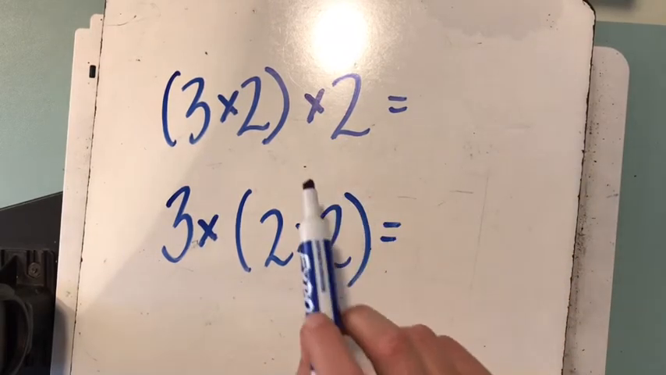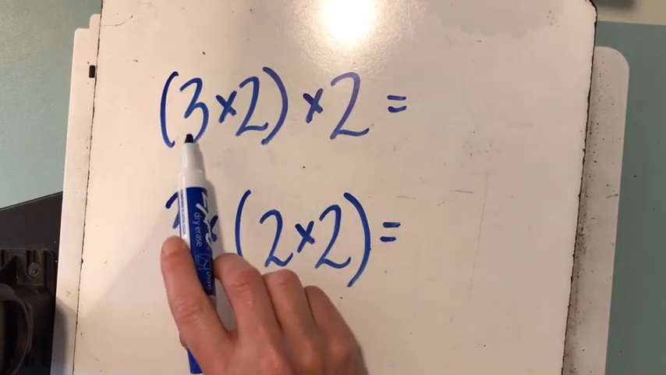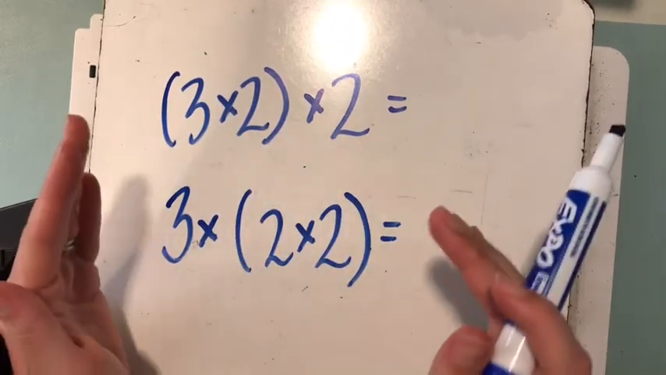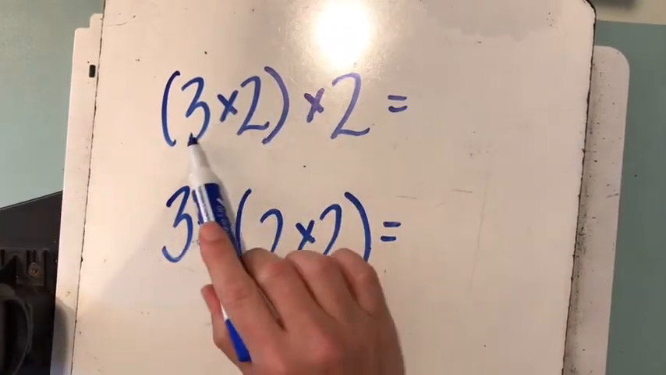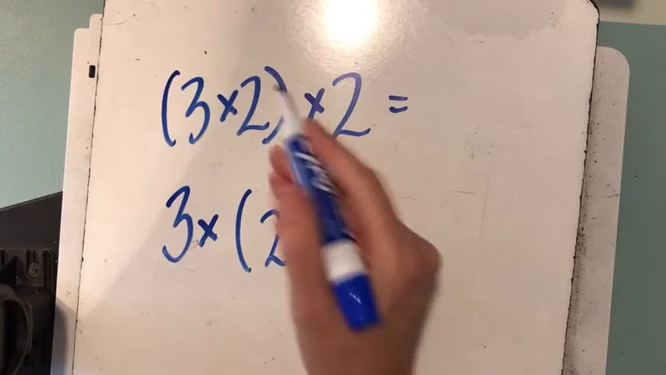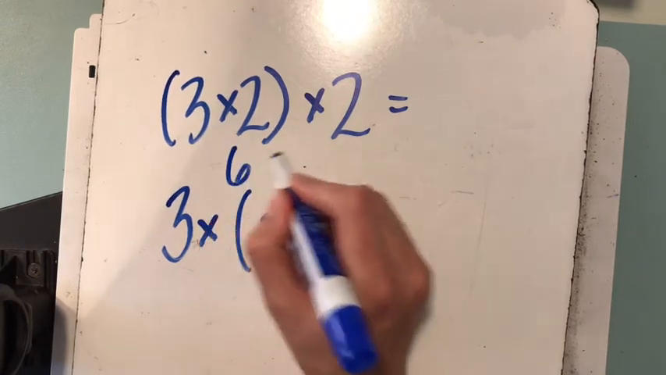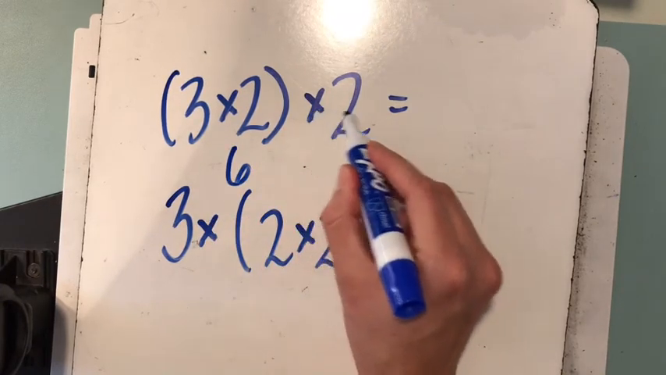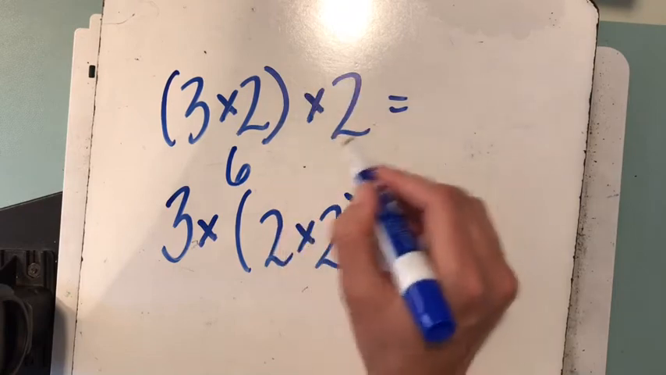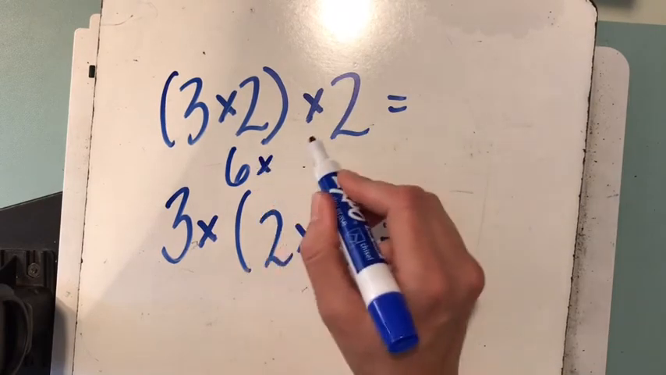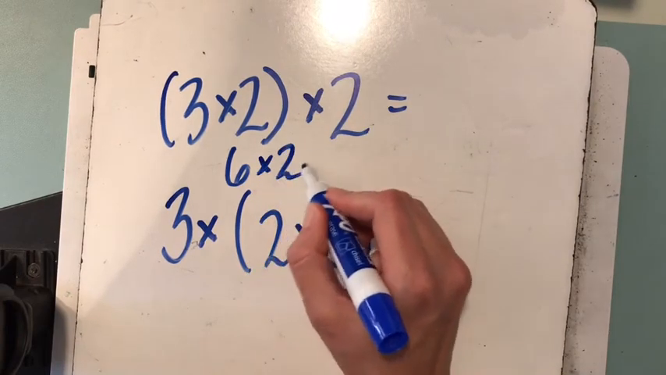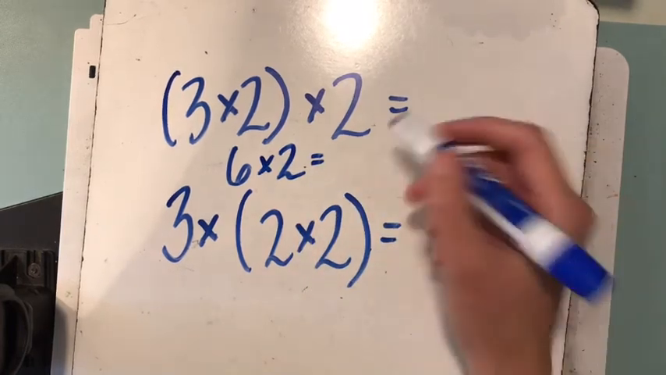All right, so let's solve for this first one. 3 times 2. Remember, we're always doing the parentheses first, right? What's 3 times 2? 3 times 2 is 6. Now we still have to multiply this 2. It's lonely out here. It wants to multiply with the 6. So 6 times 2 is 12.